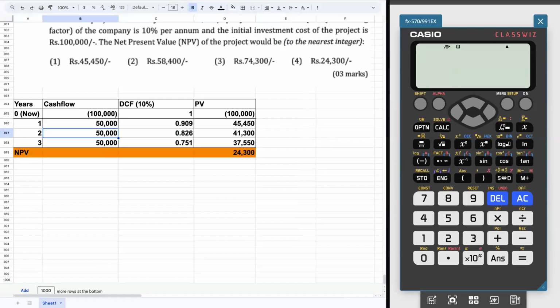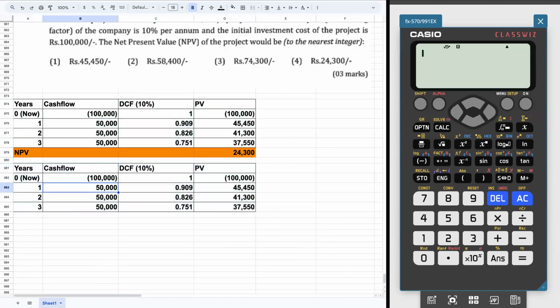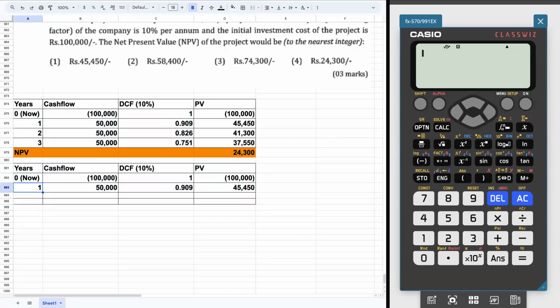Also, will you be able to remember, my dears, this is 50,000, right? First year, second year, third year, this is an annuity, the same amount. So there is another method you can follow here to save time. From the first year to the third year, you are going to receive the same amount. So rather than using the present value table, I can use the cumulative present value table for 3 years at 10 percent.